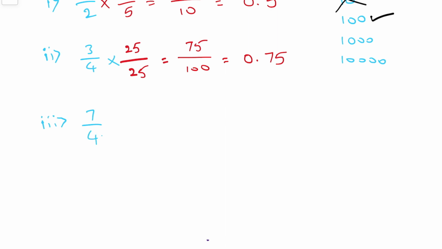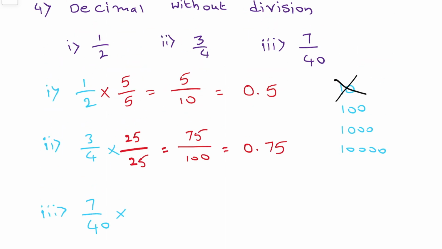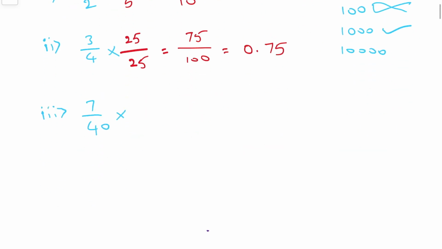7 by 40. Okay, here in the denominator we have 40, right? Now, in the 40 table, where will we get 10? Obviously we won't get it, so cross it out. Next, in the 40 table, where will we get 100? We won't get it, so cross it out. Next, in the 40 table, where will we get 1000? We will get 1000 in the 40 table at 25 times. So multiply and divide by 25.